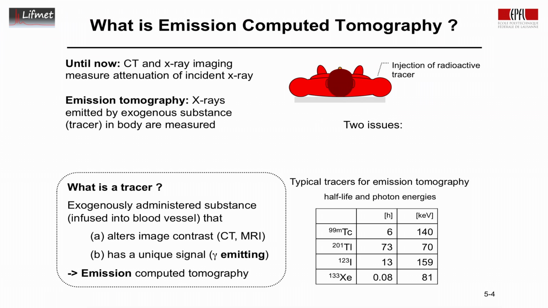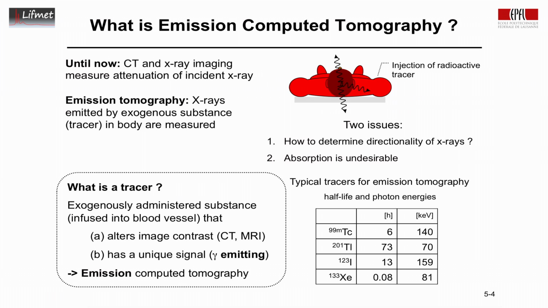So essentially, with emission computed tomography, to get to an image, we have two major issues to deal with. Number one is, how do we determine the directionality of the X-rays? There is no good method that allows us to directly measure a photon that comes in and its direction of flight. So this is something that we have to deal with.